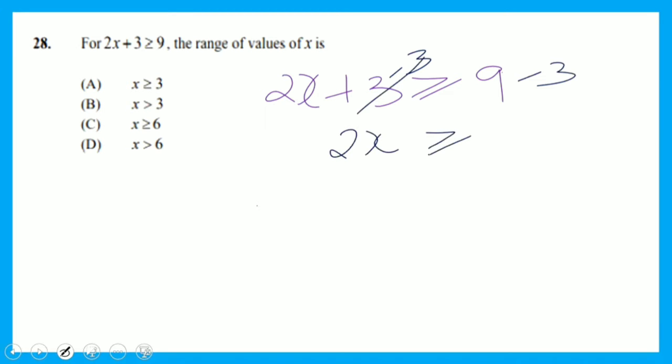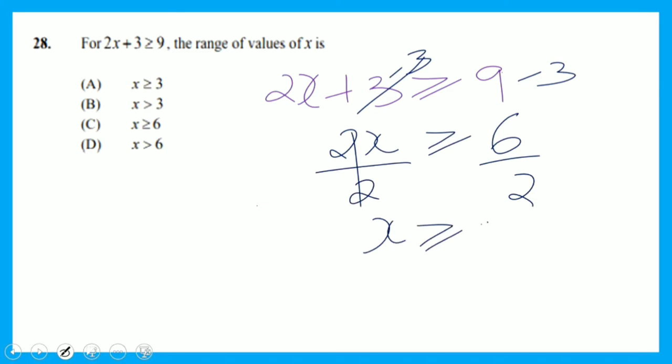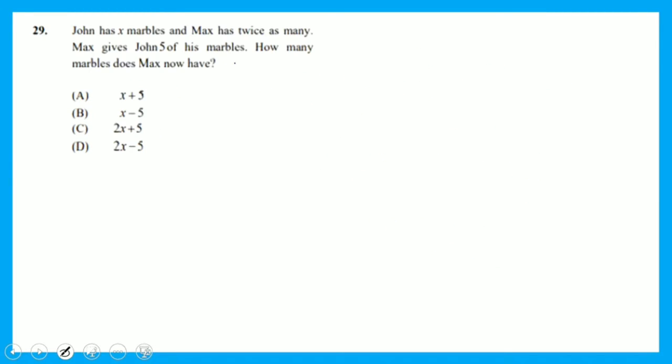2x greater than or equal to 6. Dividing both sides by 2, we get x is greater than or equal to 3. Clearly, our answer is A. All right. Trust me, we will not be long in this episode. Moving to number 29. And bear in mind, you can always pause the video and try the question on your own, then see if you got it right.